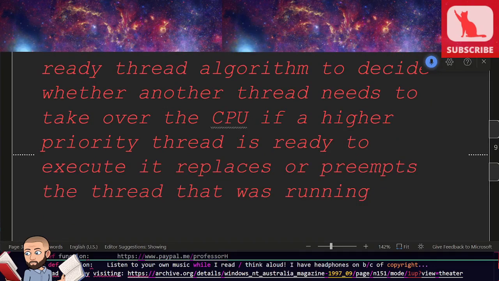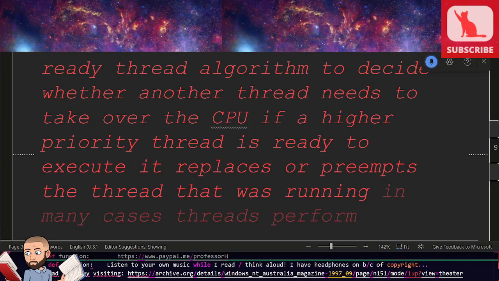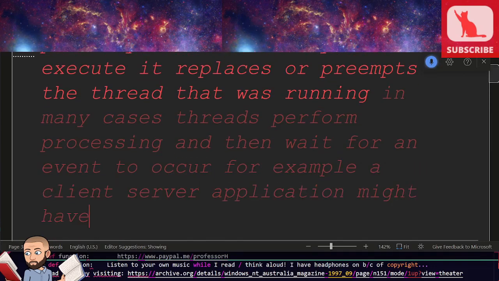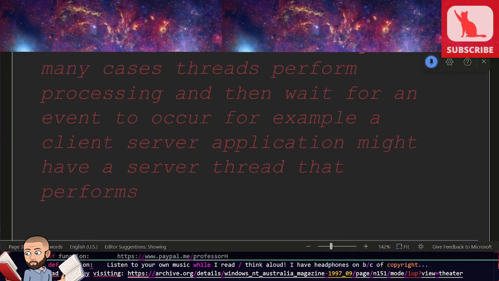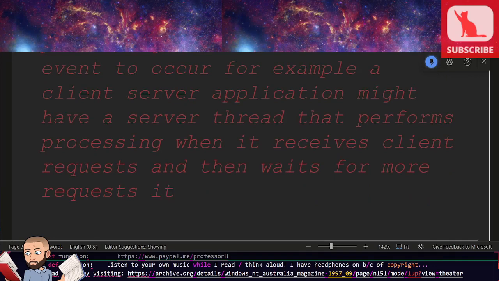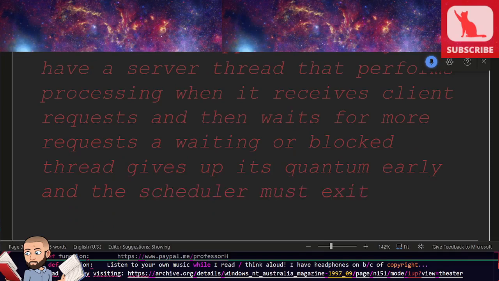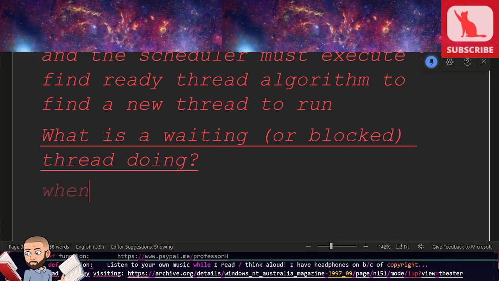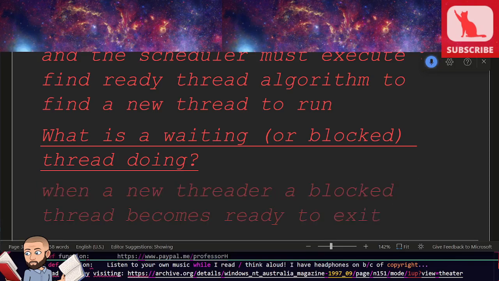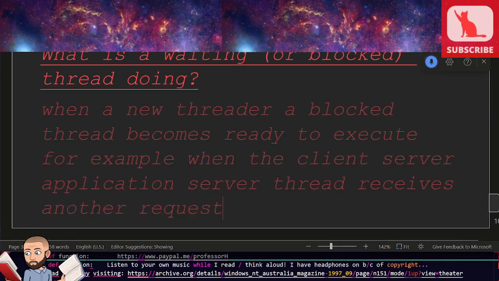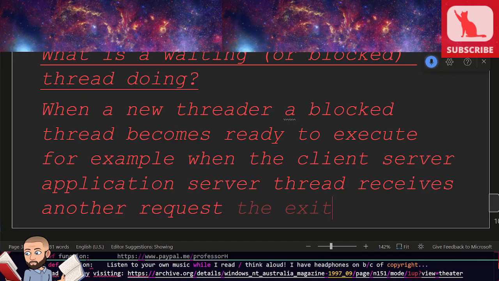In many cases, threads perform processing and then wait for an event to occur. For example, a client-server application might have a server thread that performs processing when it receives client requests and then waits for more requests. A waiting or blocked thread gives up its quantum early, and the scheduler must execute the find ready thread algorithm to find a new thread to run. When a new thread or a blocked thread becomes ready to execute, for example, when the client-server application server thread receives another request, the scheduler executes the ready thread algorithm.